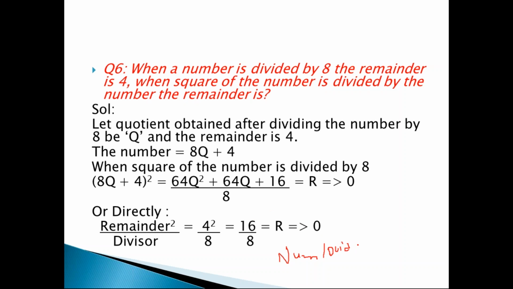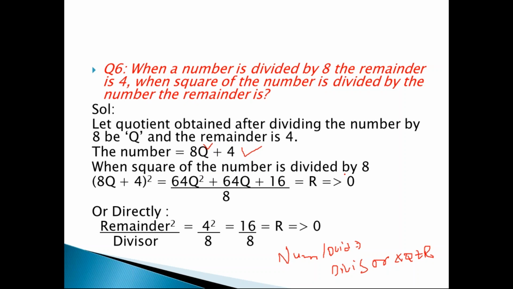To find the number, it is divisor into quotient plus remainder. Divisor into quotient plus remainder. Here, the value of the number is 8q plus 4. As if we divide that number, we get some quotient, and here the remainder is 4. So the value of the number is 8q plus 4.